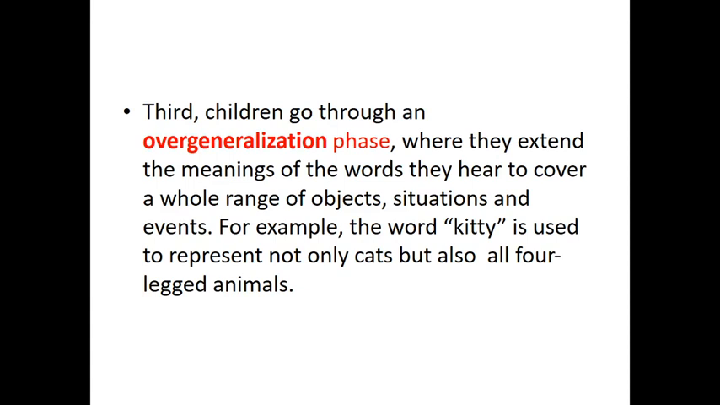Third, children go through an overgeneralization phase where they extend the meaning of the words they hear to cover a whole range of objects, situations, and events. For example, kitty, referring to cats, can be the name for all four-legged animals, even a dog and a cow.